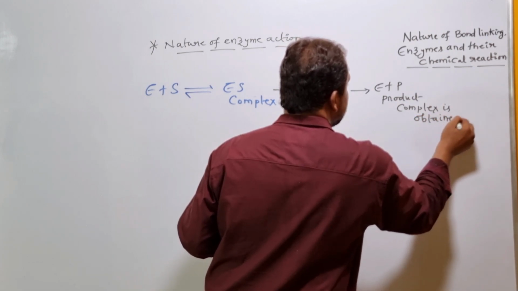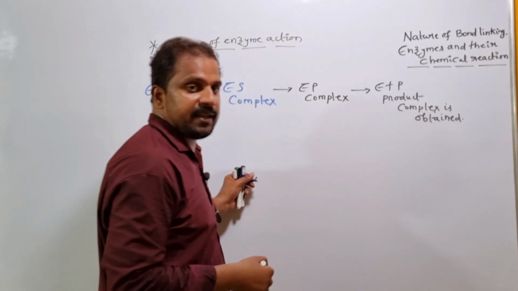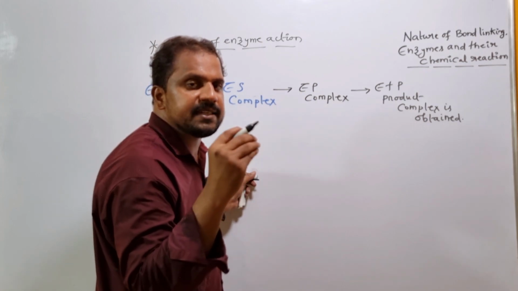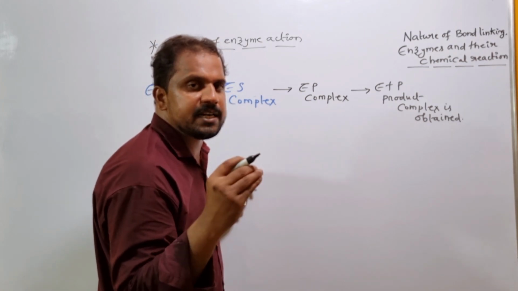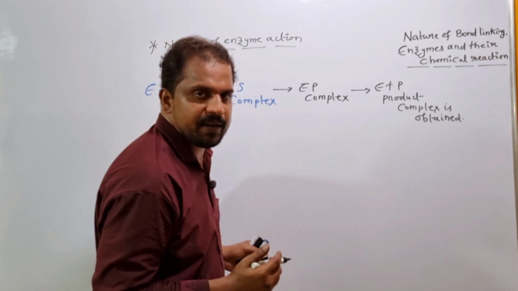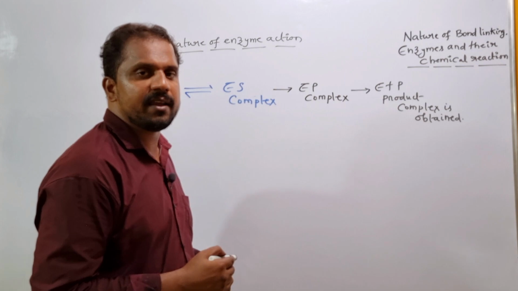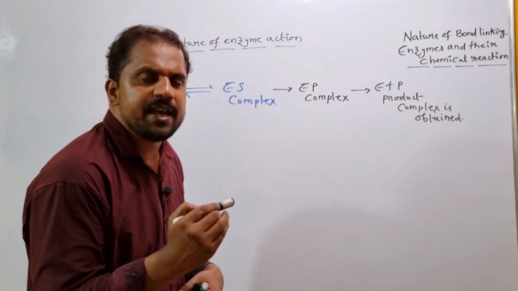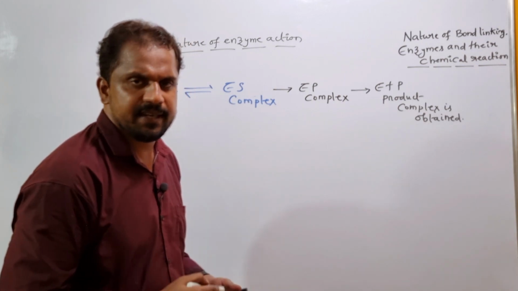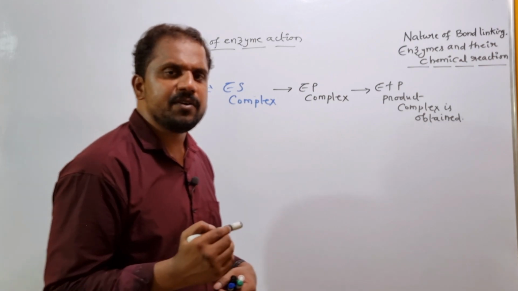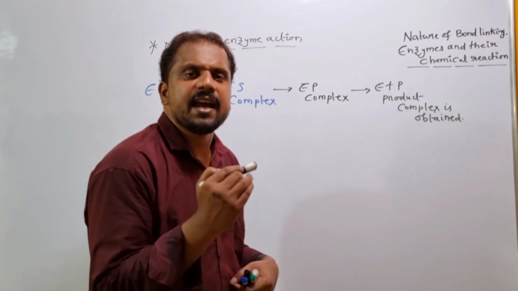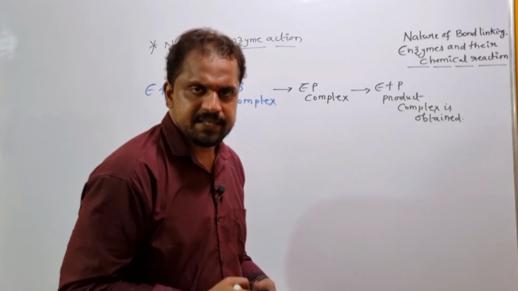Once the specific product is successfully obtained here, the enzyme with its active site is again ready to participate in one more chemical reaction. Is it clear? So this is regarding the nature of bond linking, the structure of enzymes, and the chemical reactions in detail. In the next upcoming video session, we will be studying the classification and nomenclature of enzymes in detail.